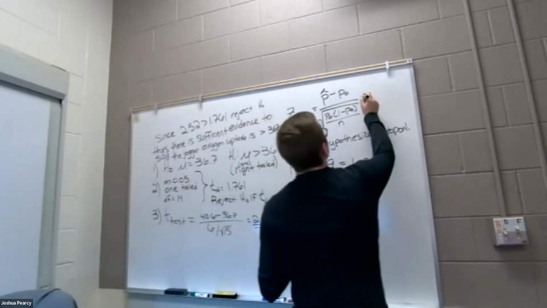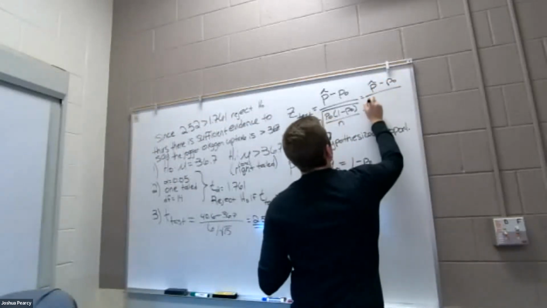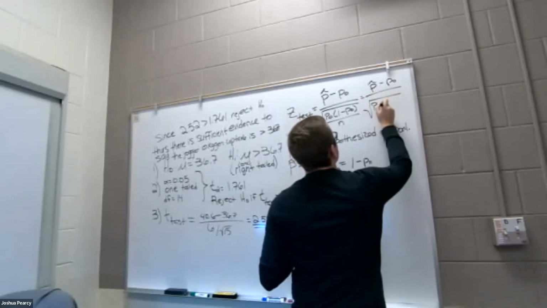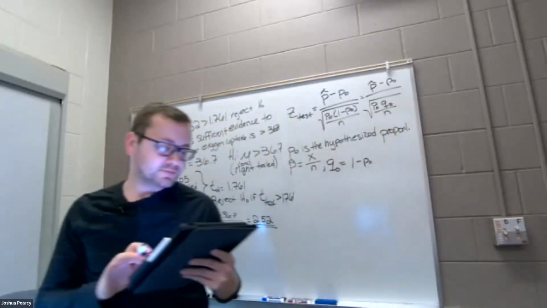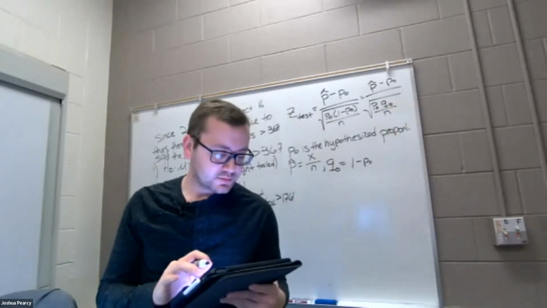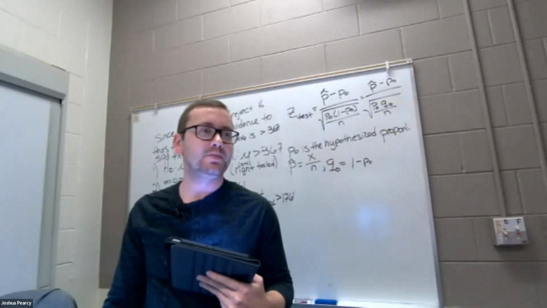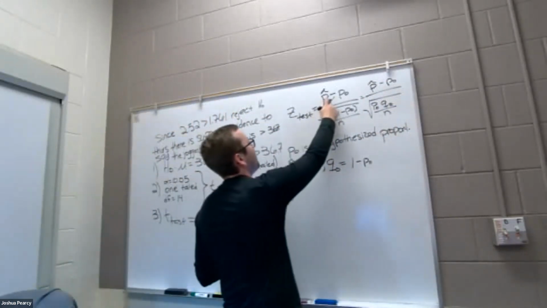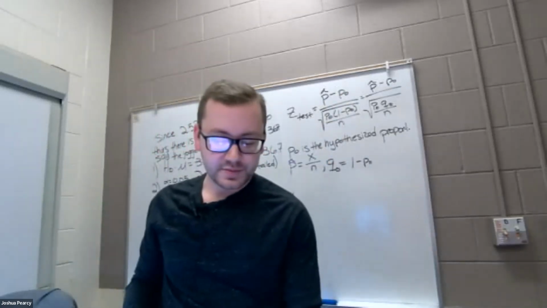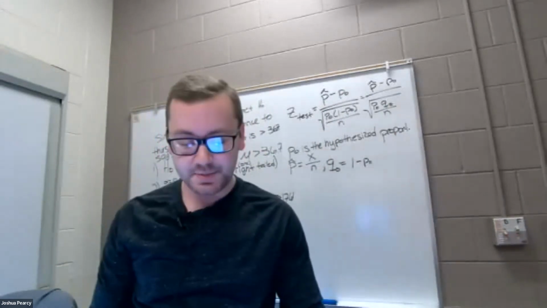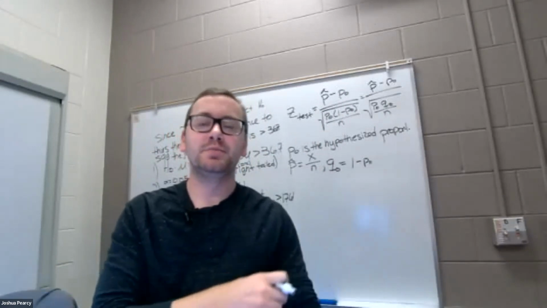And another way you could rewrite this is P hat minus P naught divided by the square root of P naught times Q naught over N. So the idea was still the same. We take some observed value minus the expected value and divide it by its standard error. In this case, the observed value and the expected value changed because we're dealing with the population proportion now instead of the population mean.